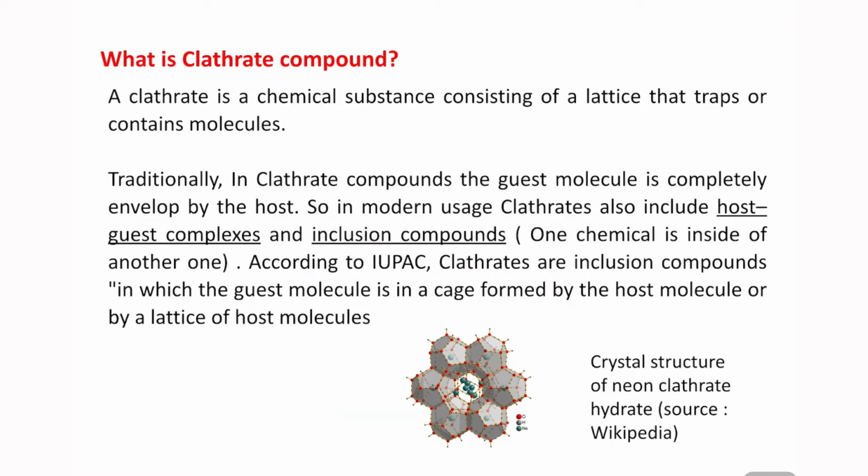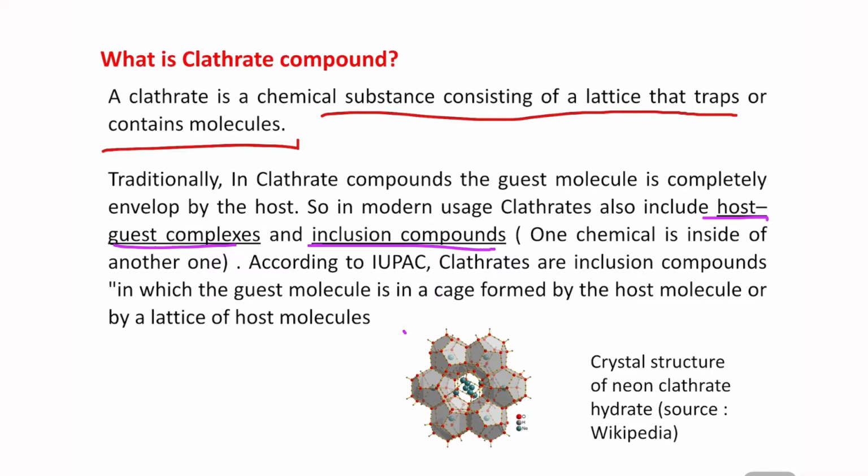So what is a clathrate compound? According to the definition, a clathrate is a chemical substance consisting of a lattice that traps or contains another chemical molecule. In short, you may consider it a host-guest complex or inclusion complex, means something is inside of something. In this case the cage is considered as the host according to IUPAC, and the guest molecule is inside the cage produced by the host. Like you may consider a thief as a guest here, and the host is a policeman who puts the thief inside the jail, and the jail is the cage.